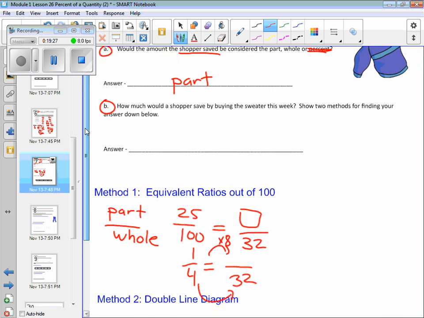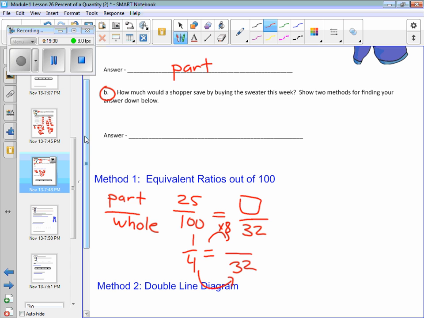It's a shopper. It's an it. How about this? I'll do it in passive voice, third person. The savings is $8. All right?